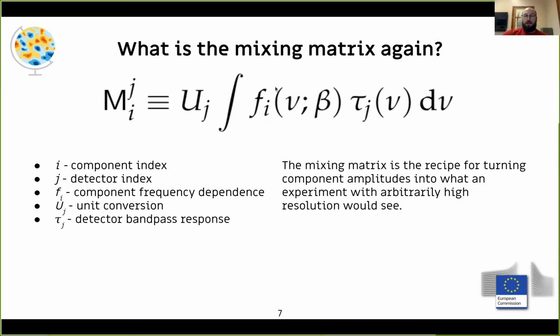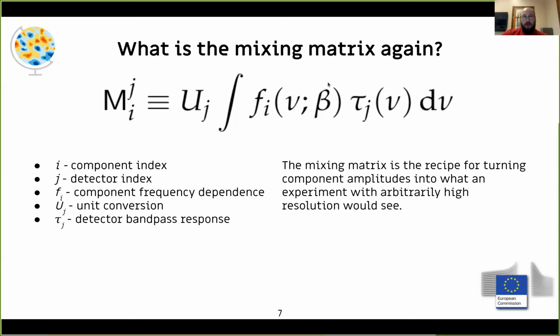Again, we have the spectral energy distribution, but this time it's integrated over a bandpass. And it reduces to the previous case if tau j is a delta function in frequency. And then, of course, there's a unit conversion. Sometimes you have experiments that measure in K_CMB, sometimes K_RJ, sometimes MJy per steradian. So all that goes into the U factor for a unit conversion. But yeah, I just wanted to make sure this is all very clear.